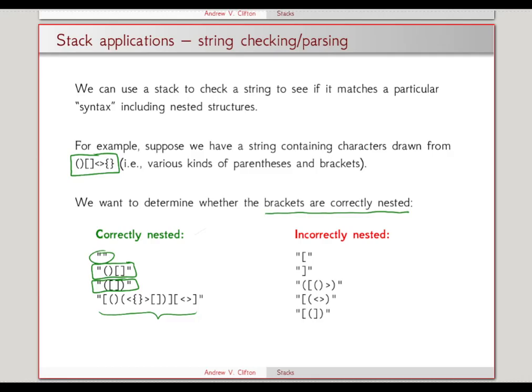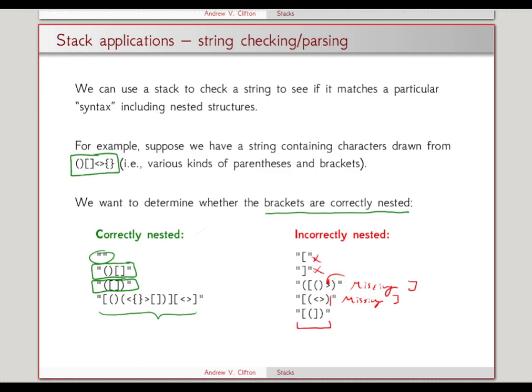Incorrectly nested things, right? Obviously, you can't just have a single open bracket or a single closed bracket like that right here. Over here, we're missing a closing square bracket. There should be a square bracket there instead of that closing angle bracket. Again, here, we're missing that closing square bracket. It should be there at the end here.